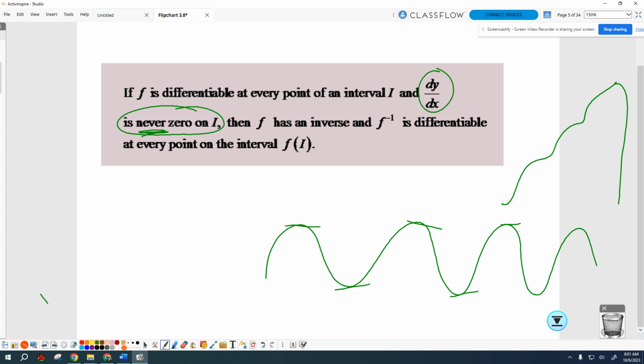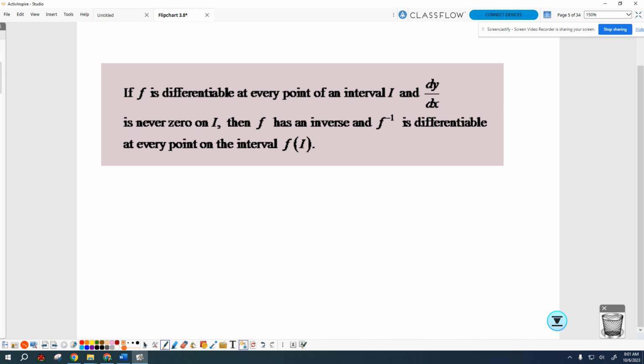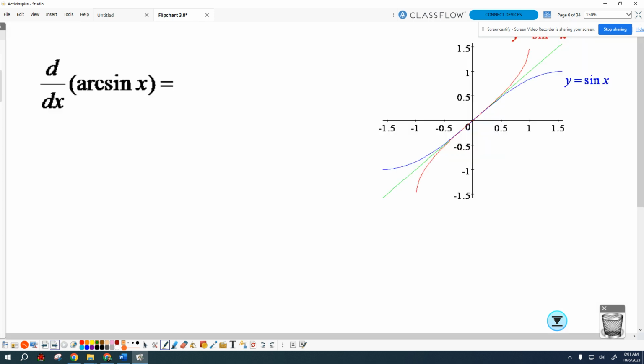Okay. It's just a small detail that they throw out sometimes. Okay. Here we go. Okay, I want to do the derivative of arc sine.